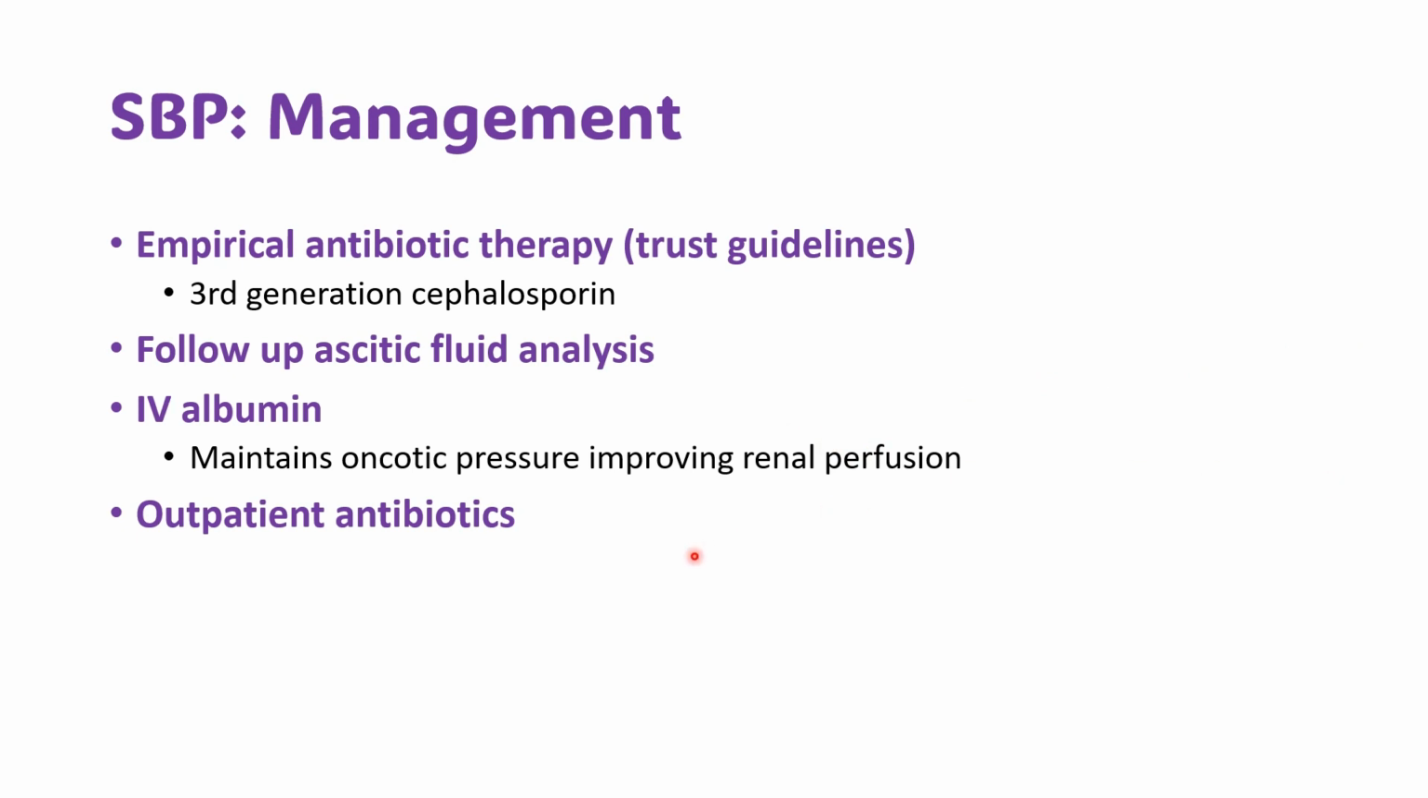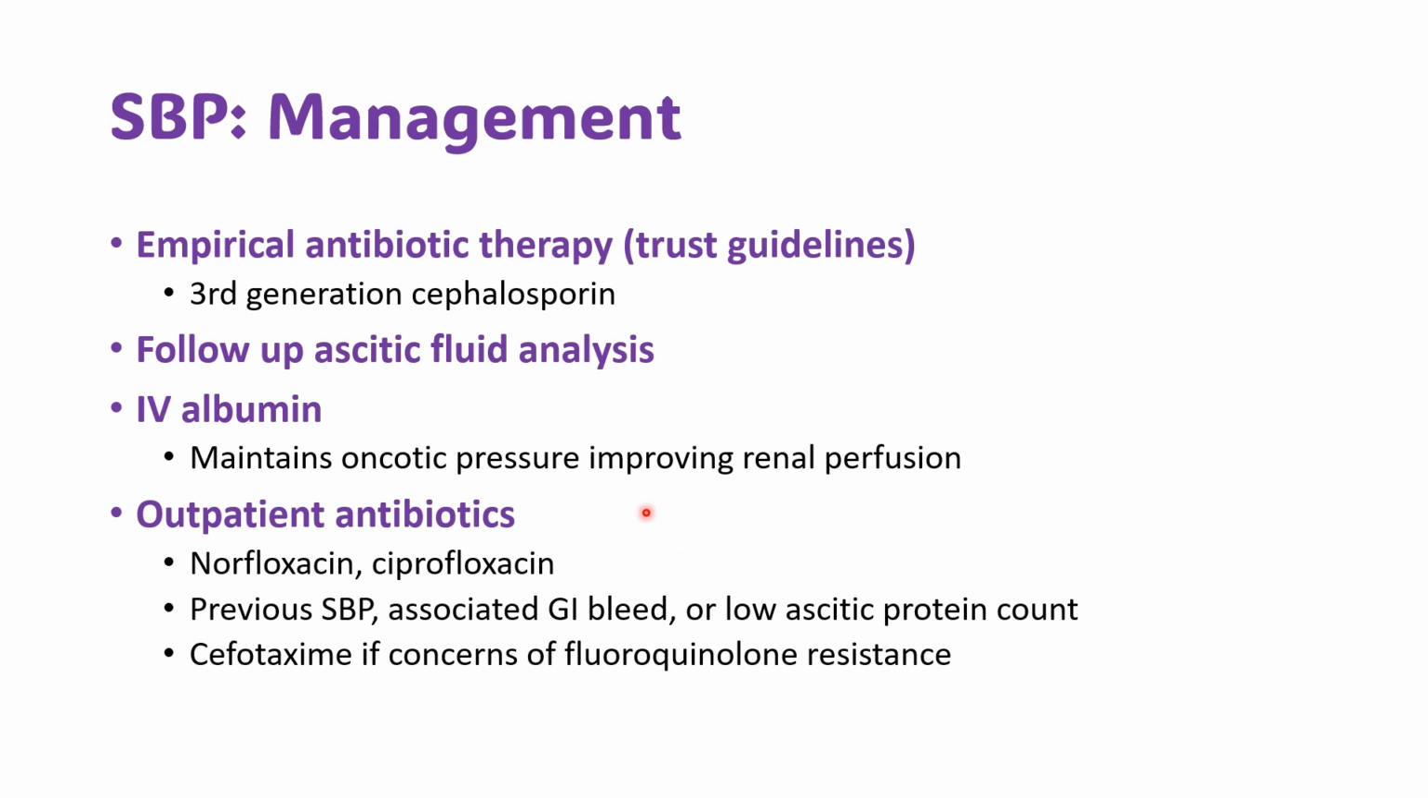Okay. Some patients might be eligible for outpatient antibiotics, such as quinolones like norfloxacin, ciprofloxacin. If they've had previous SBP and associated GI bleed, or if the protein count within the ascitic fluid is low. And then you also might consider using cefotaxime if there are concerns of fluoroquinolone resistance. Complications of SBP include renal failure, liver failure, sepsis. And alcoholic liver disease is a very poor prognostic factor in SBP.